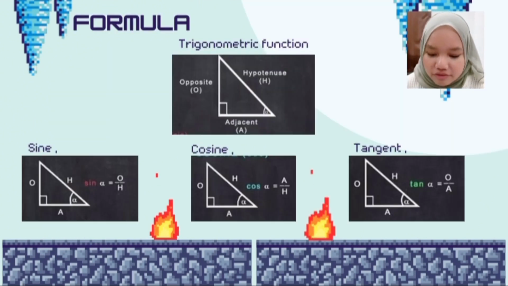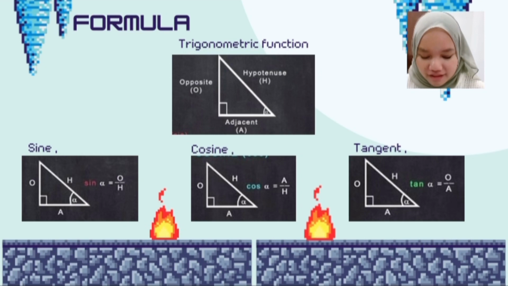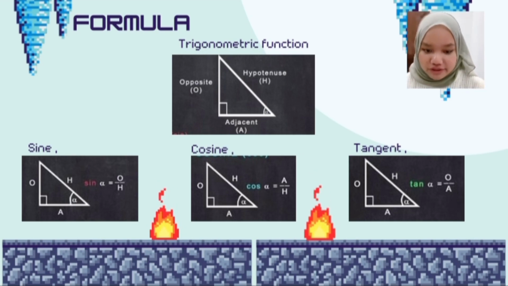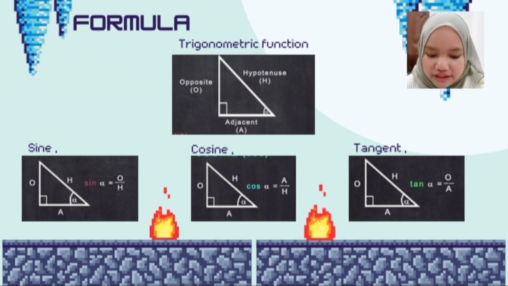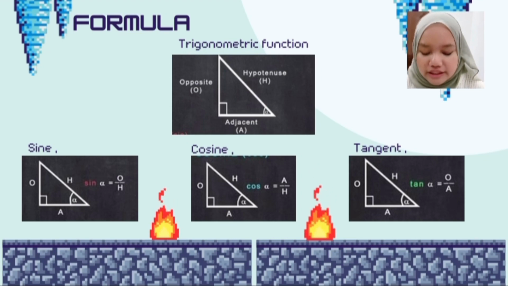Here, I have three formulas that are commonly used in trigonometry functions. The first formula is SOH, and it stands for sine. To get the value of sine, we divide opposite by hypotenuse, so that's why it is called SOH. Next is CAH, that stands for cos, and to get its value, we divide adjacent by hypotenuse. The last one is TOA, that stands for tangent. The value of tangent is opposite divided by adjacent.